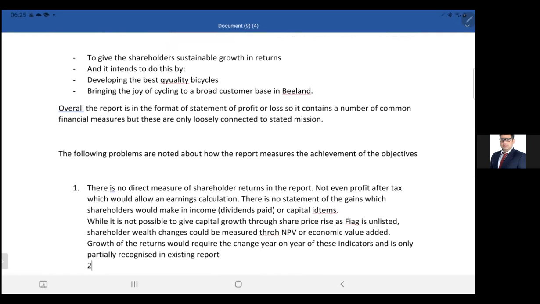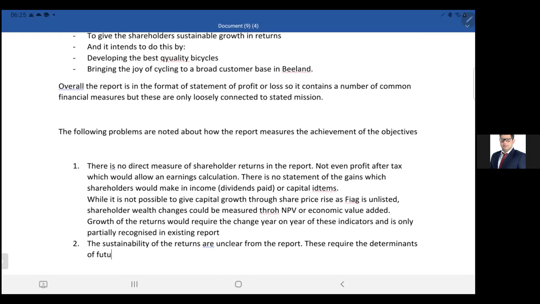Okay. Number two, the sustainability of the returns is unclear from the report. These require the determinants of future performance to be measured.